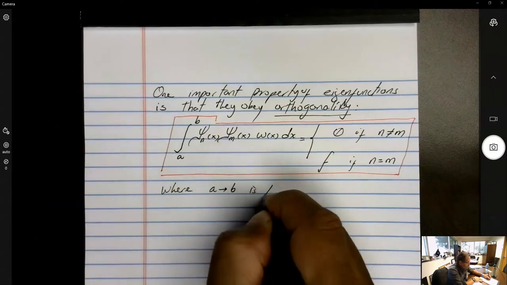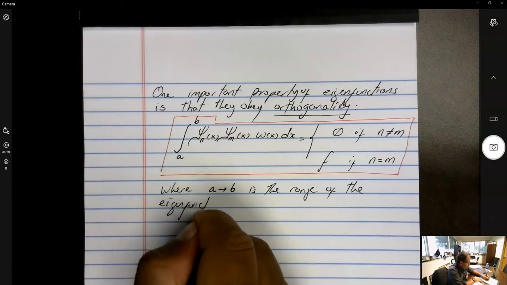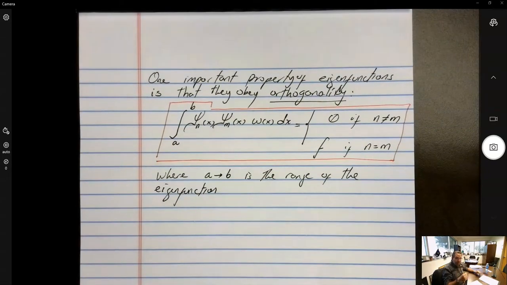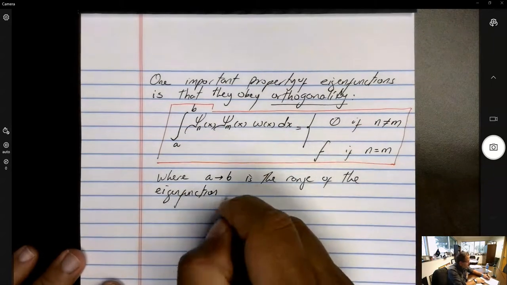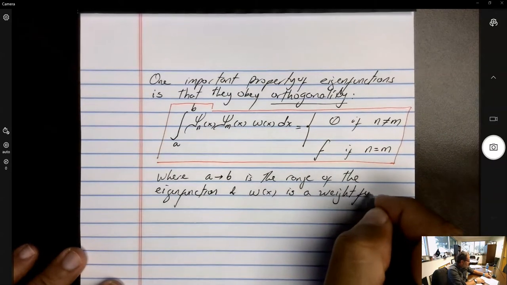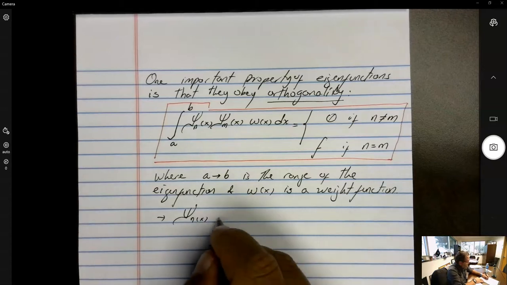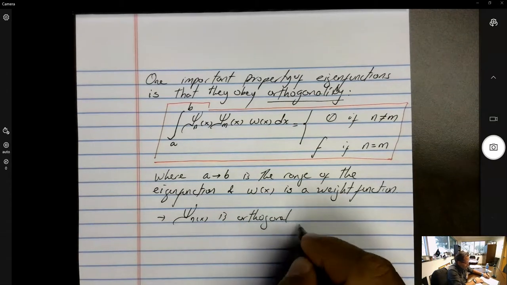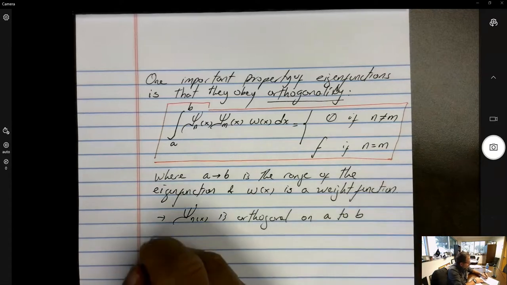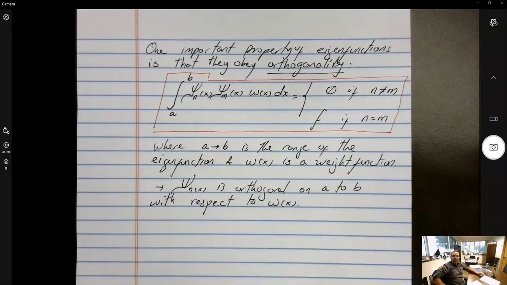So a to b is the range of the eigenfunction. Obviously the eigenfunctions are smooth, continuous functions that are valid between minus infinity and infinity, but in our boundary value problem, they will be useful in a specific range from 0 to L, or from a to b. And omega x, or w of x, is a weight function. So it is said that psi n is orthogonal on a to b with respect to w of x. That's how you read this equation.